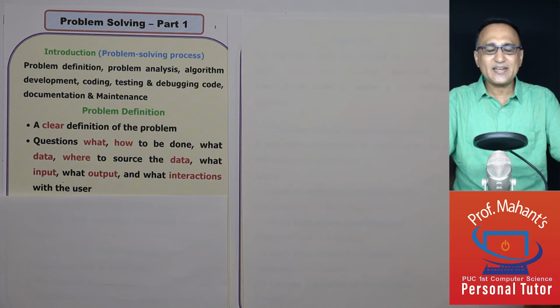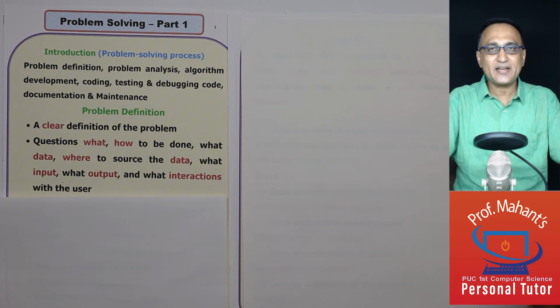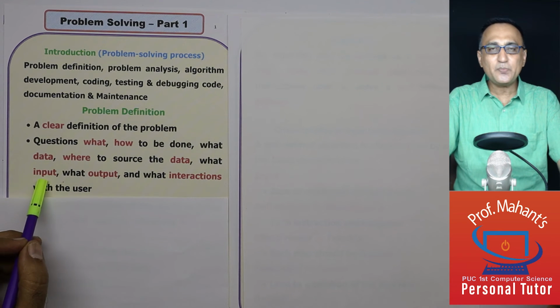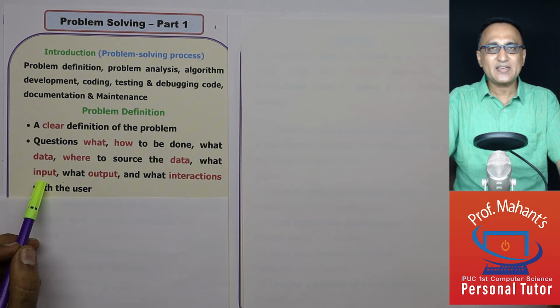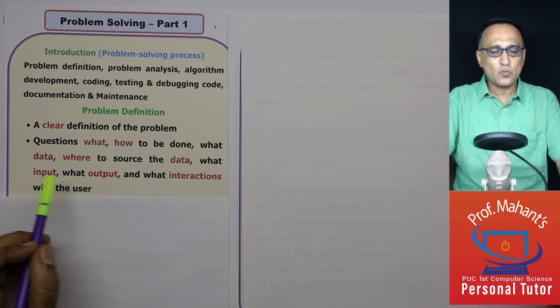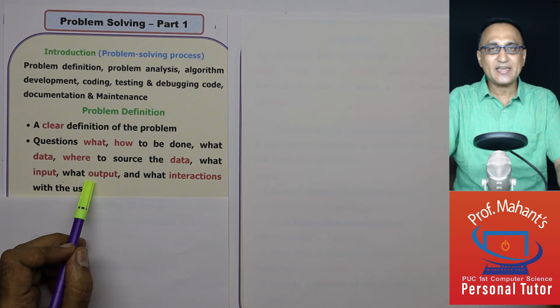Where do we get this data from? Let us say we get the data from people like me and you. Whoever is going to use the program to calculate the area of a triangle is going to get the data from us. What is the input? The input happens to be the length of the three sides. What is the output? The output should be the area of the triangle calculated and printed.